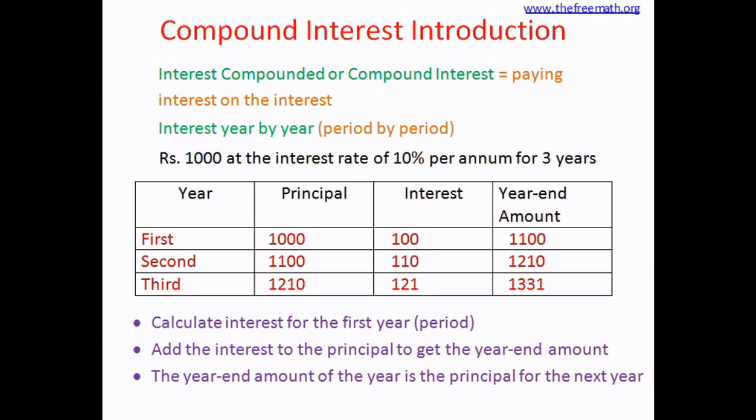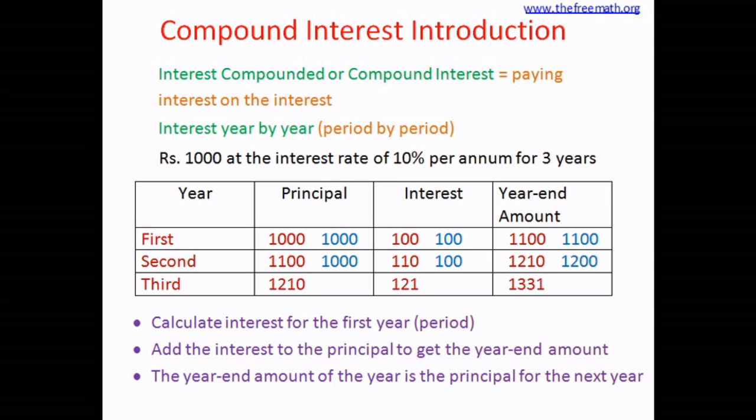Now let's think how it is different from simple interest. What if we were calculating simple interest? How would it look? For the first year, it would look exactly the same. It would look like this. Principal is 1000, interest is 100, year end amount is 1100. For the second year, the principal is still 1000. See, the principal in case of simple interest does not change. And since the principal is the same, the interest is also going to be 100 rupees. Since the principal doesn't change, the interest doesn't change either.